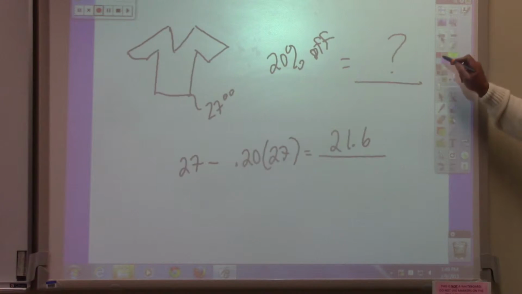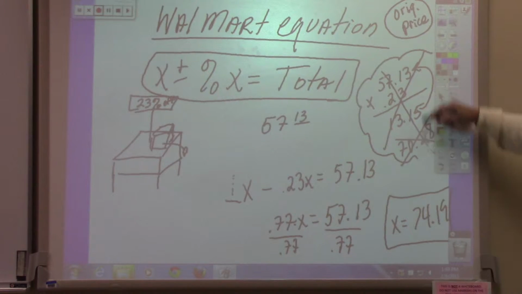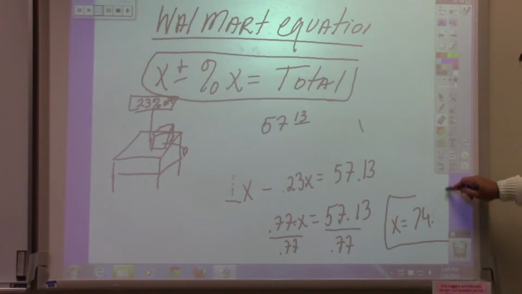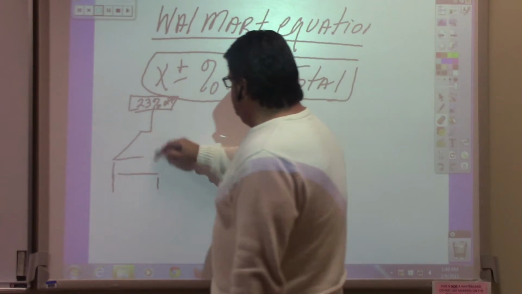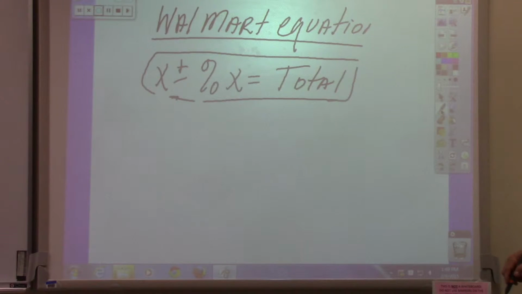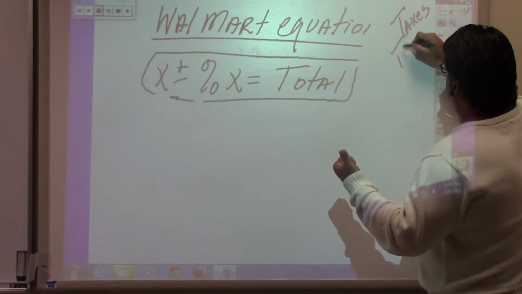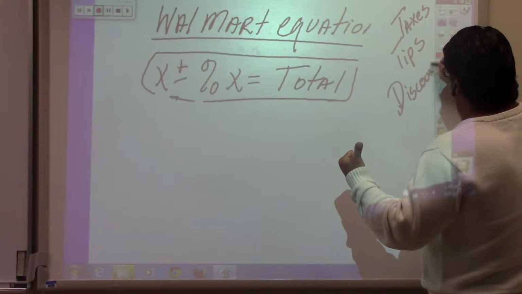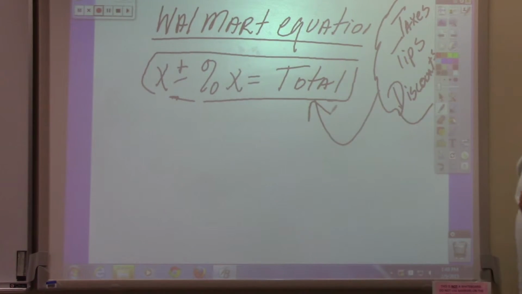Percentage, I meant the Walmart equation. I do test you on this a good bit. In chapter 3, or whatever chapter we're in, what chapter are we in, 5? In 11.1, taxes, tips, discounts, Walmart equation.